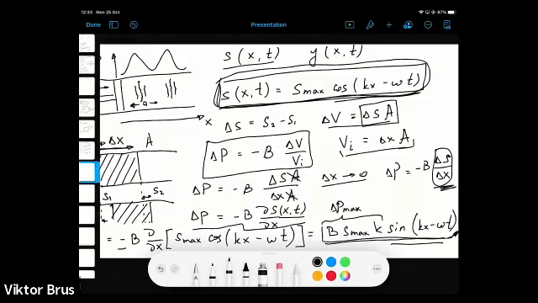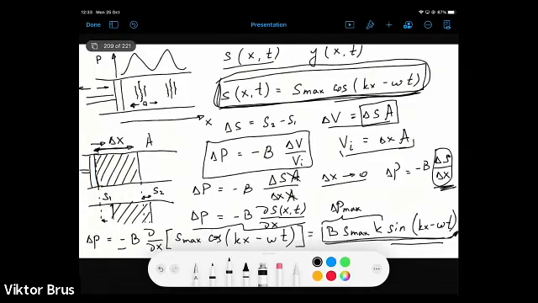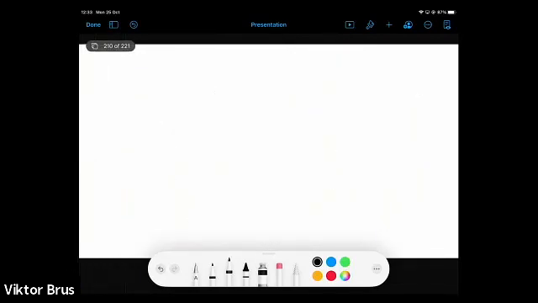Okay, let us go to the next slide and try to derive the equation for the speed of sound wave. So in this case, we also consider some cylinder, a good model system for these purposes. Let's have some piston and some volume of gas.